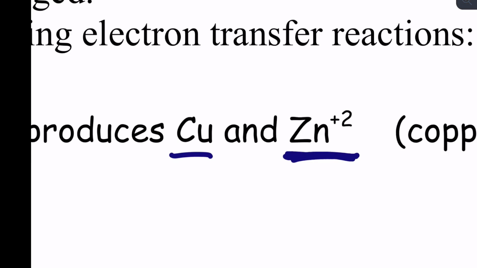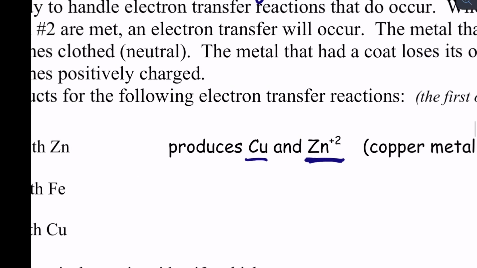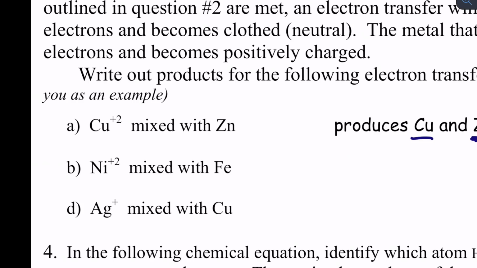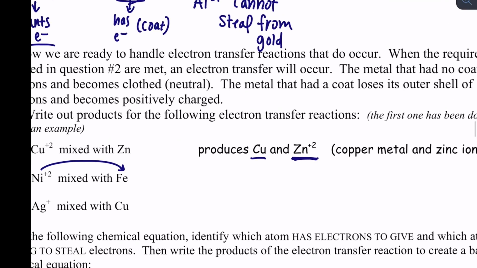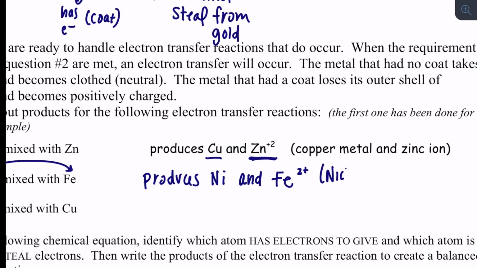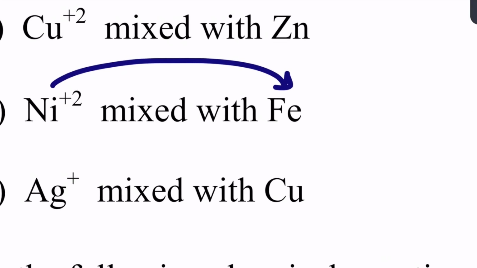To figure out the charge of the ion after the reaction takes place, consult your solubility chart for these transition metal charges. For B, nickel 2+ is mixed with iron, so nickel is going to steal electrons from iron, and that'll produce nickel metal and iron ion 2+. So that's nickel metal and iron ion. I'll let you do the last one on your own.